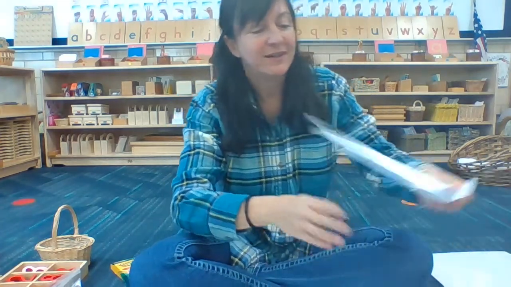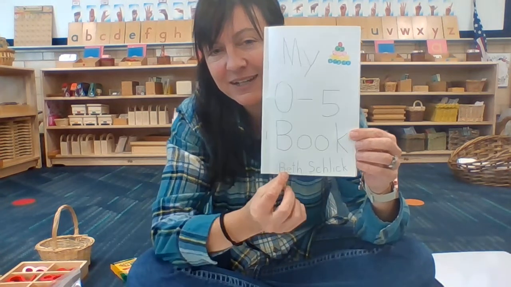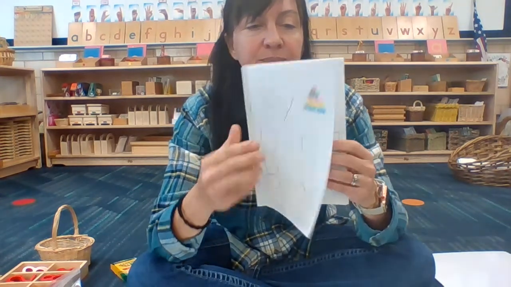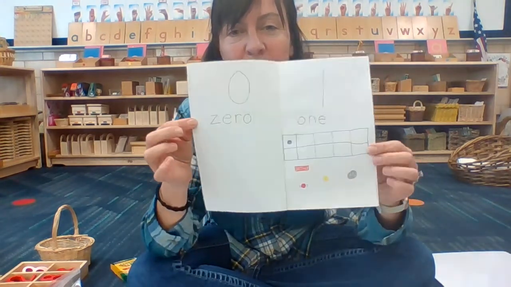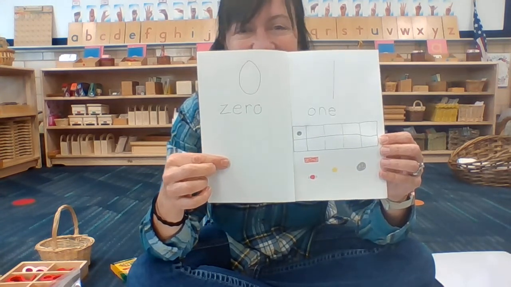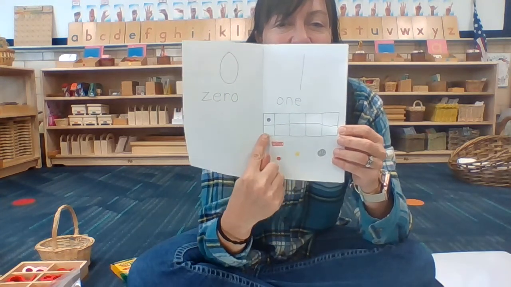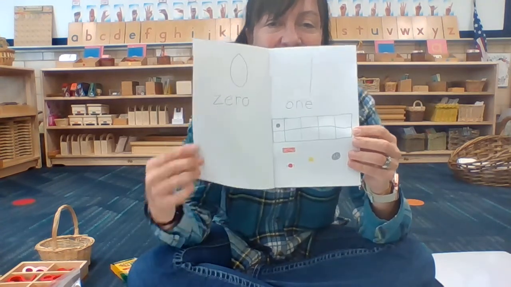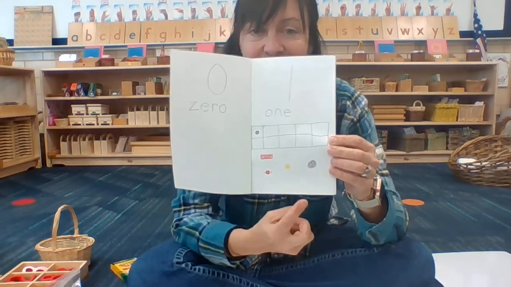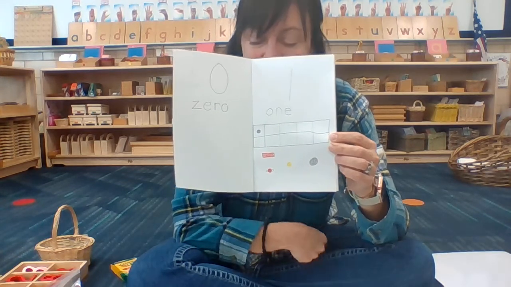Remember our number book? You had your cover page, my 0 to 5 book, and your name, and a picture of the short bead stair. Page number 1, you had the number 0, and 0 means nothing. Yesterday we made the number 1, and we filled in 1 square on the 10 frame. And we found other ways to represent 1. And I hope that you drew something down here that represents 1.